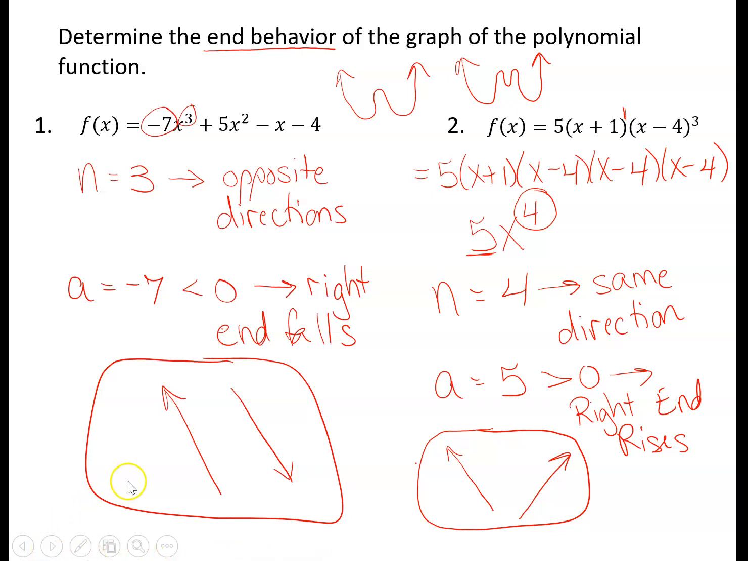Okay, so that's end behavior. Make sure you practice that in the homework and see exactly how the ends are drawn in the answers.